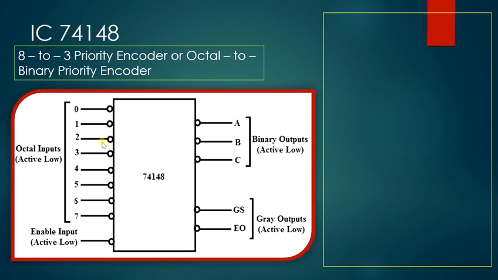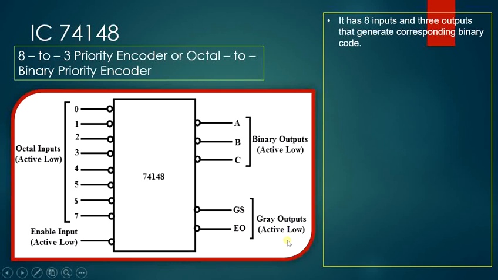Okay, this is an 8:3 priority encoder or octal to binary priority encoder. So in this particular case, you have totally 8 inputs and 3 outputs. The inputs are active low, outputs are active low, and you have an enable input and you have gray outputs which are active low. So 8 inputs, 3 outputs which generate the corresponding binary code.